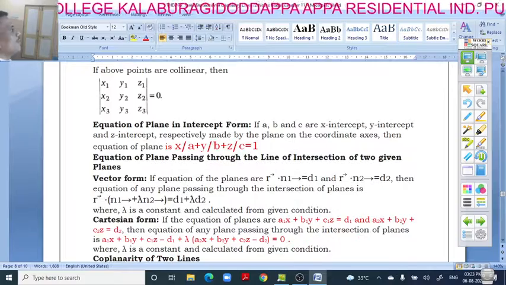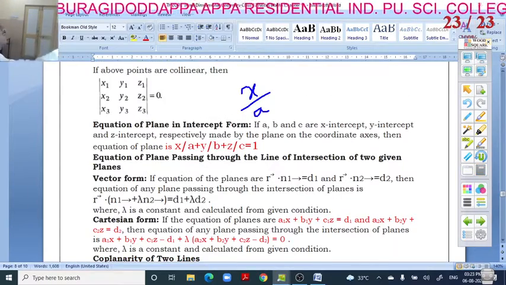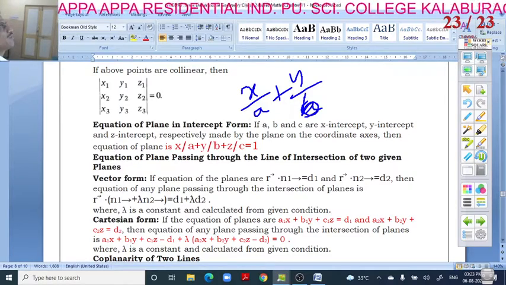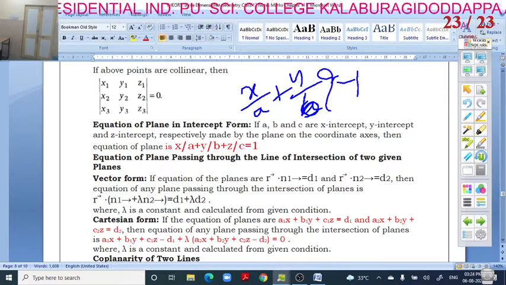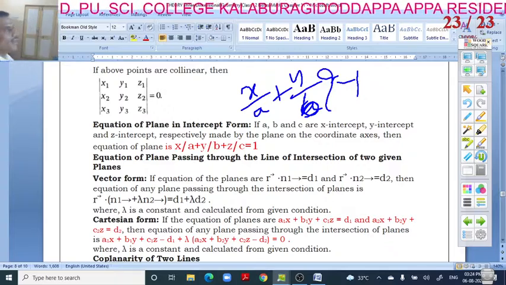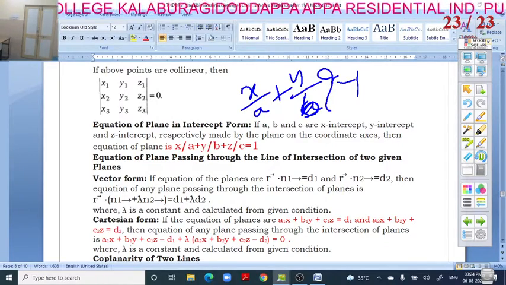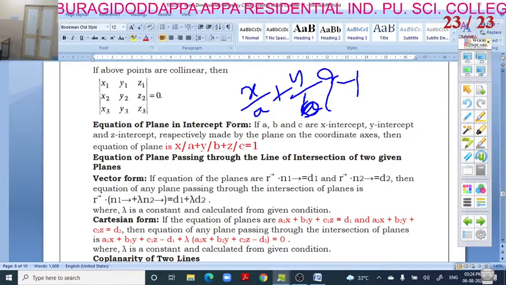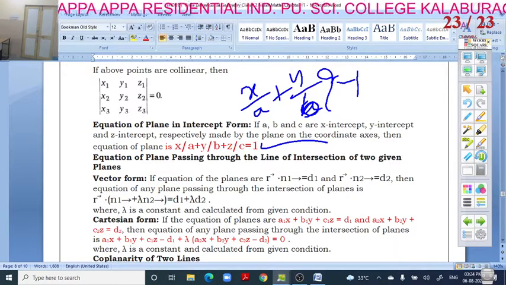So here, in secondary PU you already studied the equation of a line in the intercept form, x by a plus y by b is equal to 1. Just one more quantity, z by c, is added, and that is the equation of a plane in the intercept form. If a, b and c are the x-intercept, y-intercept and z-intercept respectively made by the plane on the coordinate axes, then the equation of the plane is x divided by a plus y divided by b plus z divided by c is equal to 1.